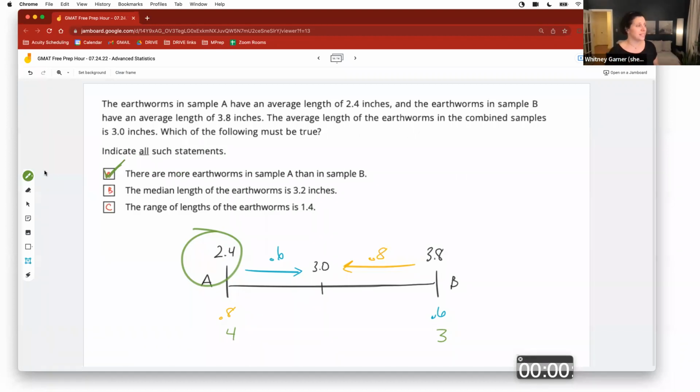So in these cases, knowing that there are more earthworms in sample A with a lower average, I still have no idea, because of outliers, what their median or their ranges are. No clue whatsoever.